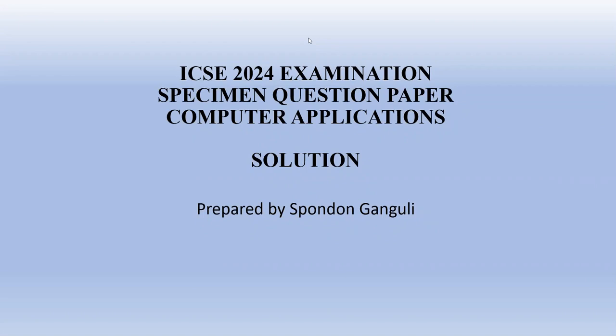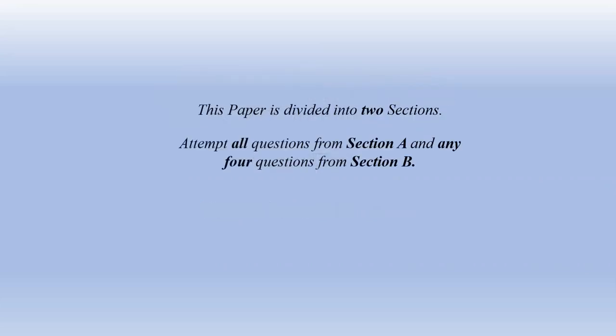Today I am here to discuss the ICSE 2024 examination specimen paper, Computer Application solution. As you know, this question paper is divided into two sections, Section A and Section B. Section A, where all questions are to be attempted, comprises MCQs, output-based questions, and theory questions, whereas Section B, any 4 to be attempted, is the programming section. Section A we'll discuss first.